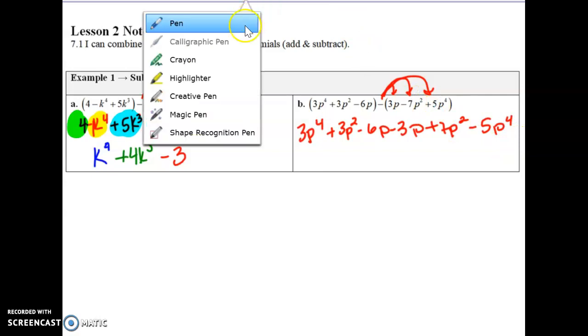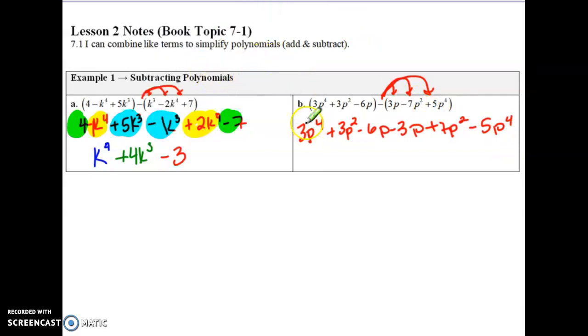And then I'm going to go ahead and highlight my like terms. So I'm going to start with my p to the fourth and p to the fourth. So 3 minus 5 gives me negative 2p to the fourth. Okay, I'm going to look at my squared. So 3p squared and 7p squared. So 3 plus 7 is 10. So positive 10p squared.